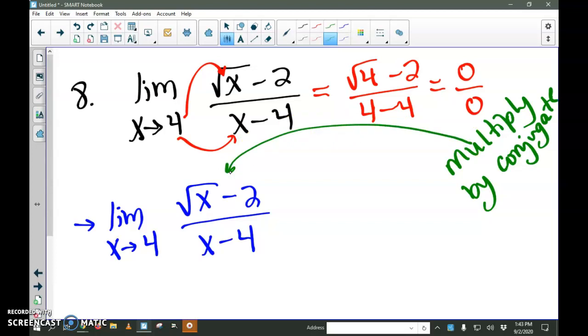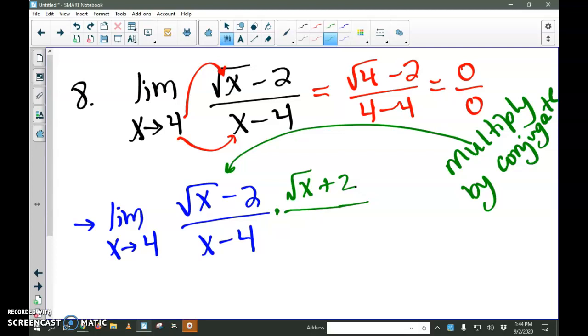Hopefully you'll recall in a minute why we would choose the numerator expression, the square root expression, to use as the conjugate. So I'm going to multiply this whole fraction. In the numerator, I'm going to multiply by the conjugate, which is square root of x plus 2. This is the conjugate of square root of x minus 2. Notice that it's the same binomial, I just have an opposite middle term.